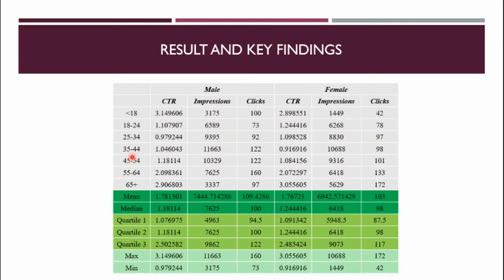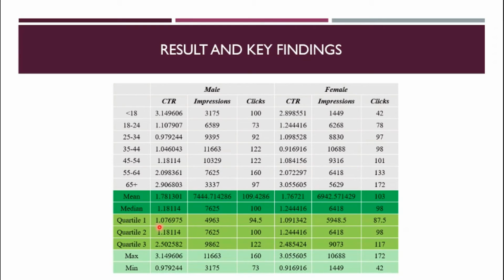Now we actually move on to the mean, median, mode. As you can see, we are calculating the click-through rate, the impressions, and the clicks for all the age groups for both male and female. Now the mean click-through rate was 1.7 for male and 1.76 for female, which means that the mean for female is slightly higher compared to male, whereas the median over here is 1.18, but for female is 1.2. So in this case, the female median rate is higher.